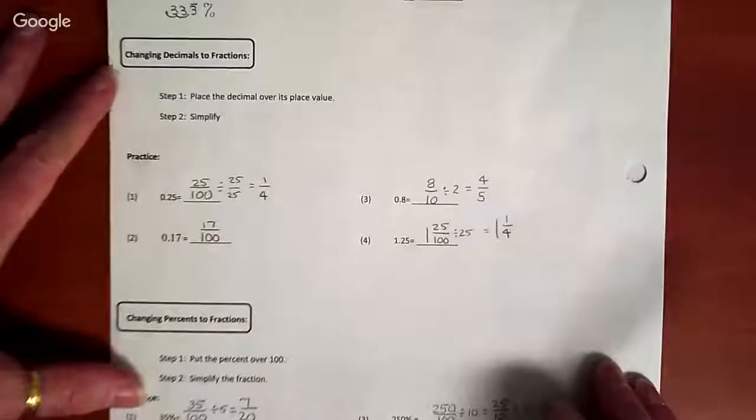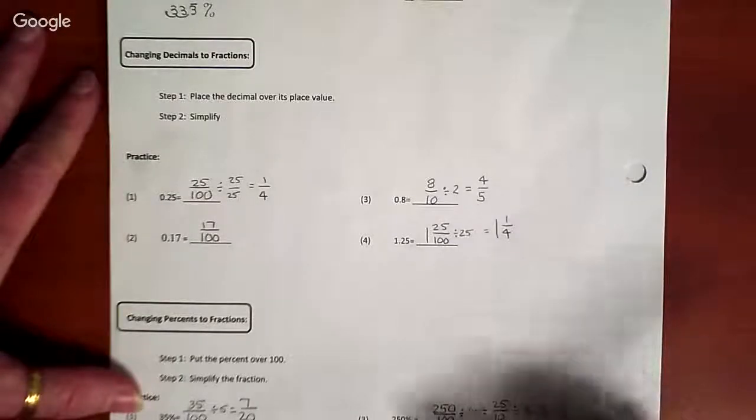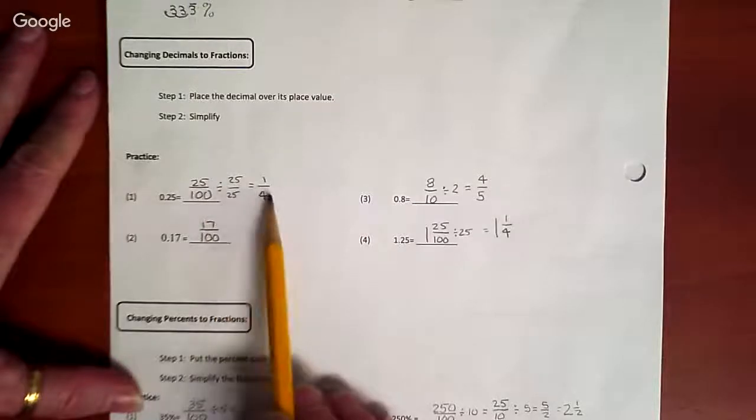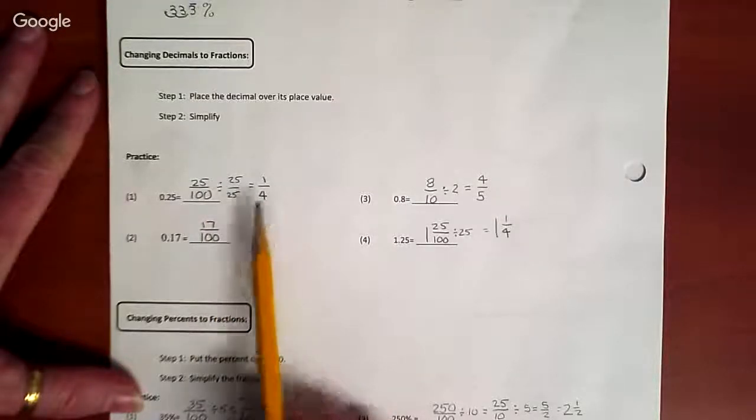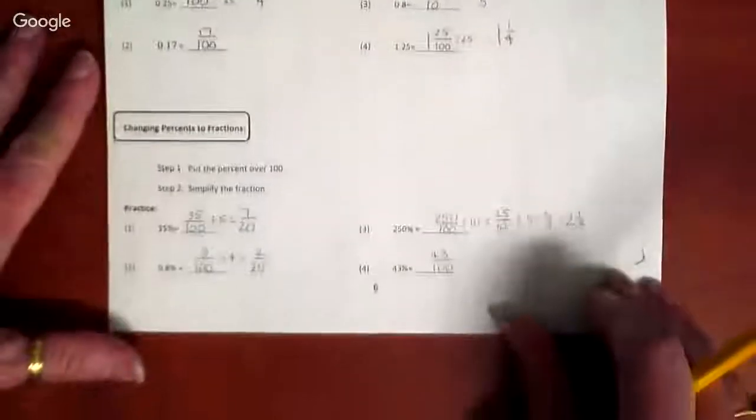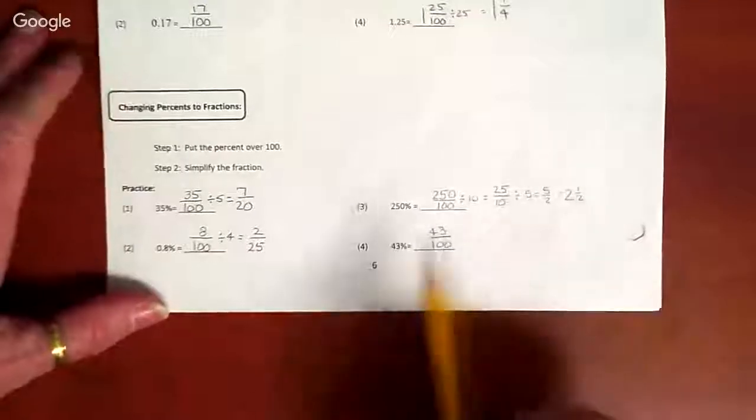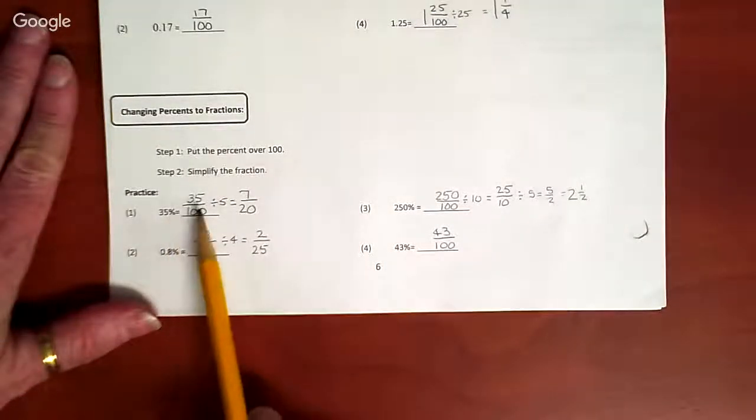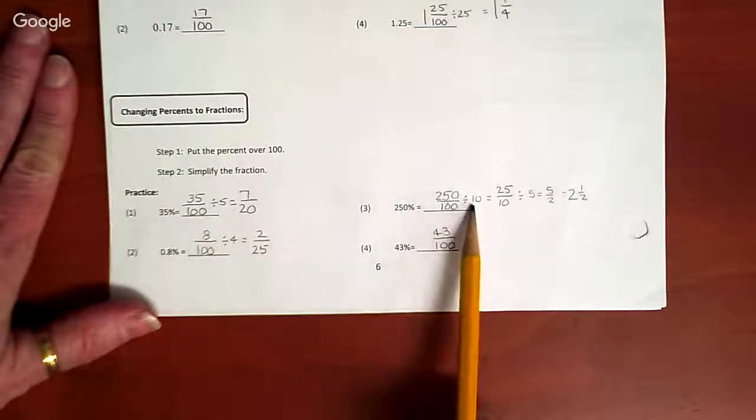Next, changing a decimal to a fraction, put the number over its place value and then simplify. And do these for all of them. The next one, change percent to a fraction, drop the percent sign, put the number over its place value, and then simplify.